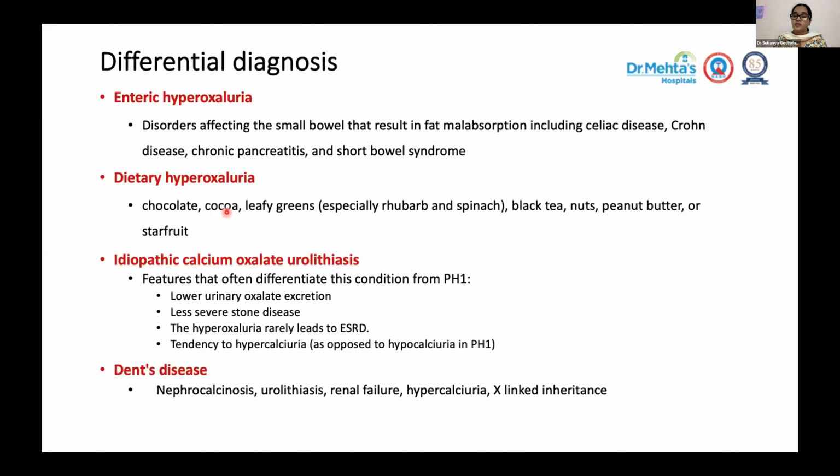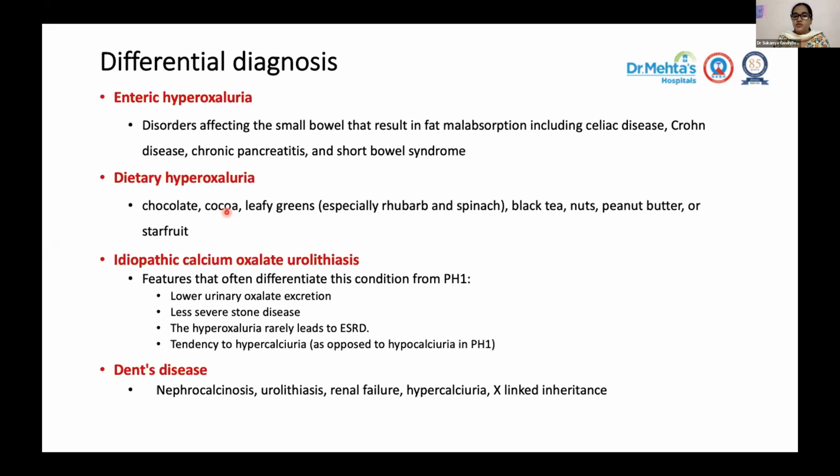Dietary hyperoxaluria could be a major thing to rule out, especially in a situation of people going in for smoothies and juices and salads and all that. Sometimes patients could be inadvertently taking too heavy doses of oxalate in their diet, especially lots of chocolate, cocoa, leafy greens, nuts and peanut butter, and especially star fruit, which is notorious for its oxalate levels. So make sure that you rule out all these causes, or ask in the history for all these causes before you end up evaluating a patient for oxaluria.